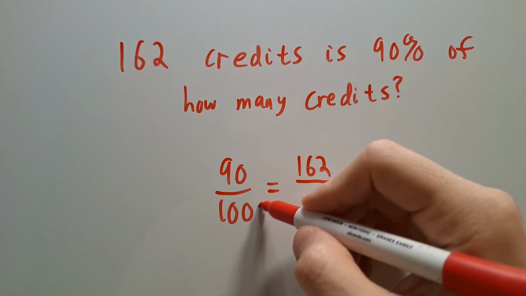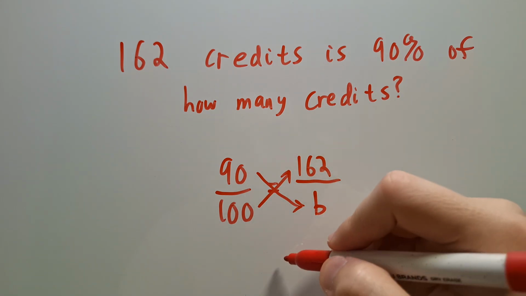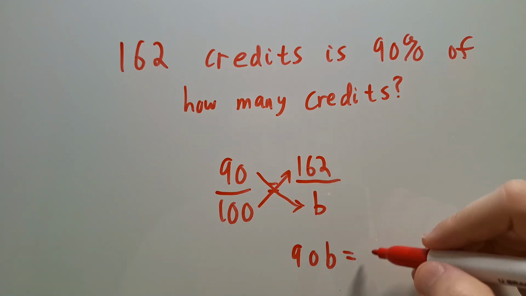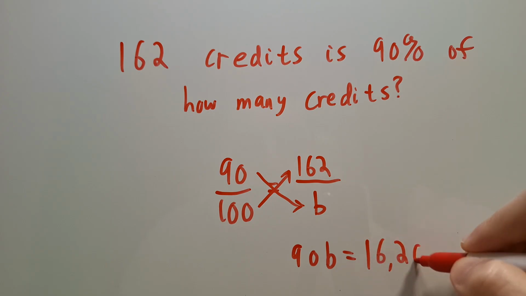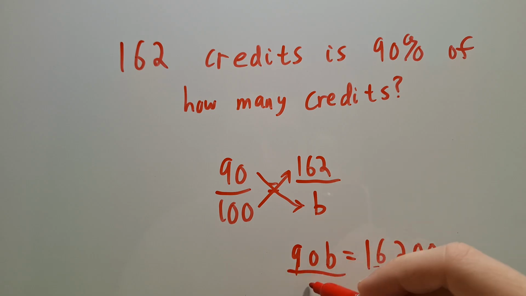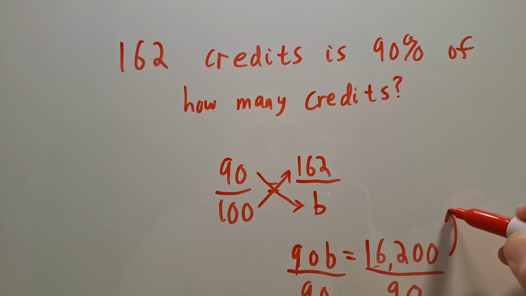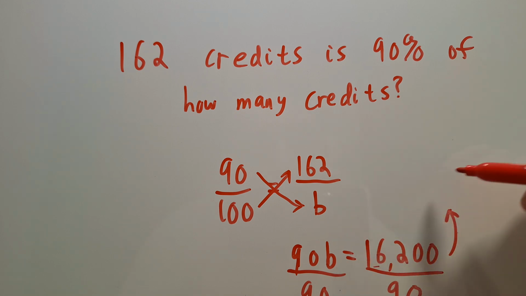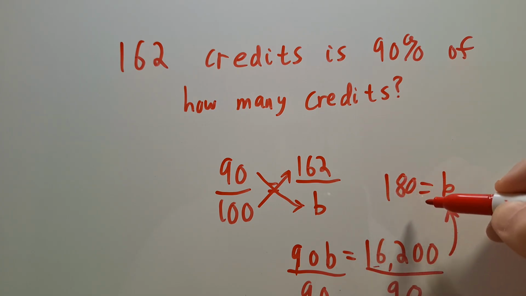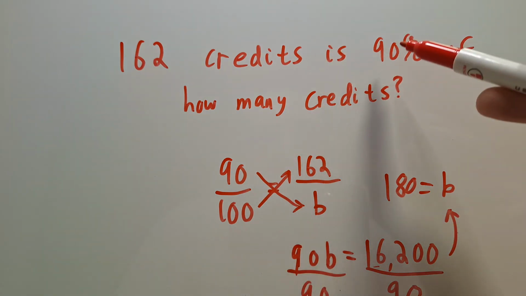We're going to multiply 90 times B, and then 162 times 100. That's 16,200. Divide by 90. I'll write the answer up here. That amount equals 180 credits. So 162 credits is 90% of 180 credits.